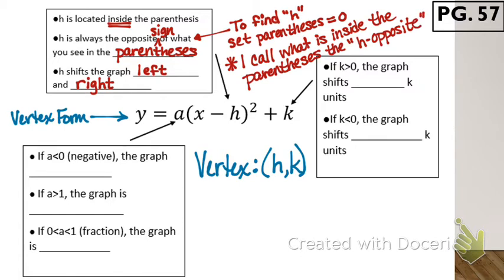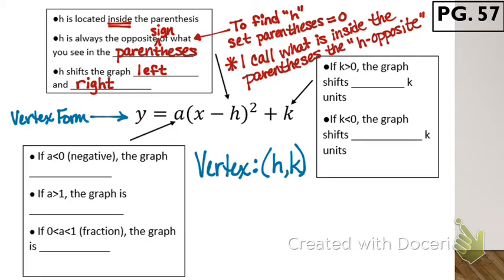Helps me remember that that one always has the opposite sign. I call what is inside the parentheses the opposite. We'll practice looking at a couple things.